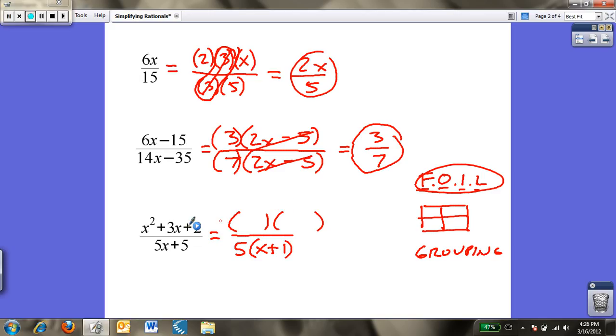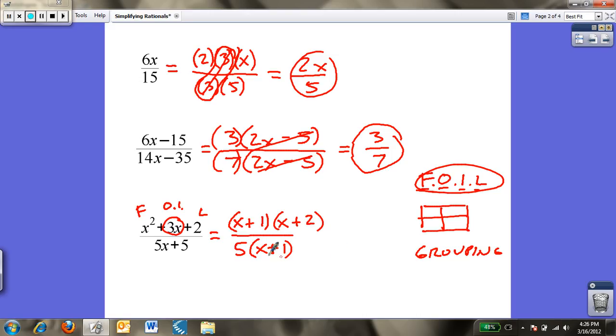First term times first term would give me x squared, and there's only one possibility there. It must have been x times x. Then I jump to my last term, 2. And the only way that could happen, last term times last term, it must have been 1 times 2. And that works for our 3x, because the 3x is of course a combination of the outer and the inner multiplication. Outer would be x times 2, which is 2x. Inner would be 1 times x, which is 1x. 2x and 1x combined give us 3x. So the top factors like that.